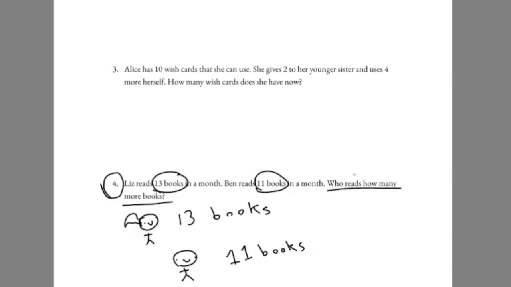First, let's tackle the first part. Who reads more books? You can obviously see that Liz reads more books because she reads 13 books compared to Ben's 11 books. That's the first part of the problem done. Now we have to actually figure out how many more books Liz reads than Ben. And we can do this by subtracting, because this will give us how many more books Liz reads in a month than Ben. So if we subtract 11 from 13, we get 2, and that's our answer.